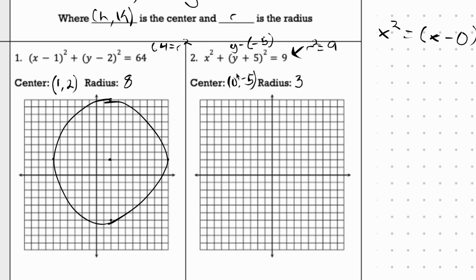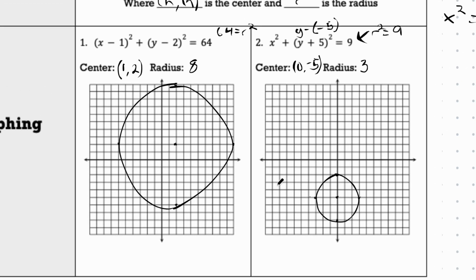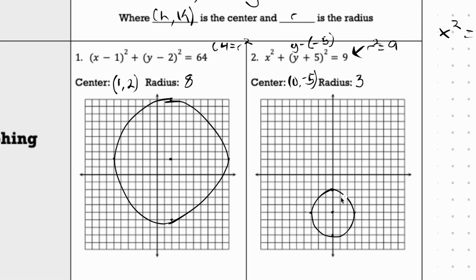Okay, so our center was at 0, negative 5. So we're going to put that down here. 4, 5. And then our radius is going to be 3. So I'm going to choose right here, 4 points there. And I'm going to try to connect the dots better this time. Yeah, that wasn't bad. That wasn't bad at all. Okay, but this is what our graph is going to look like.